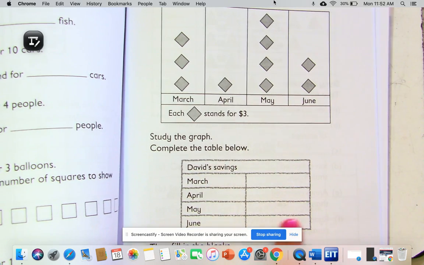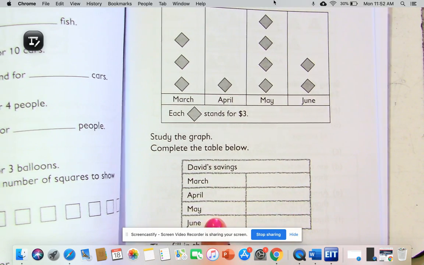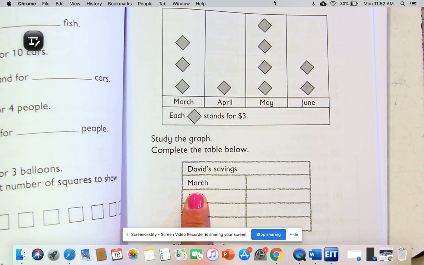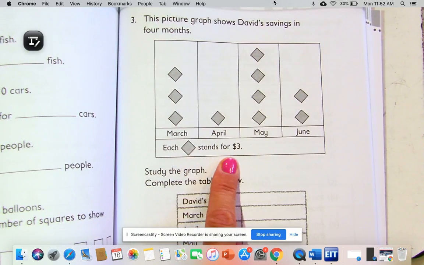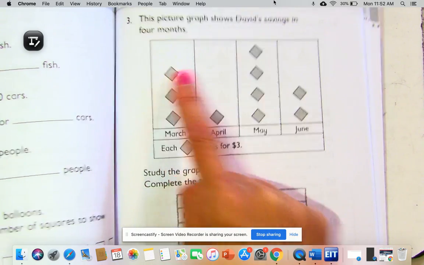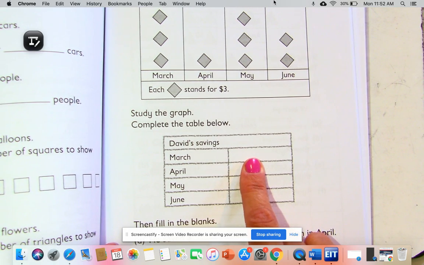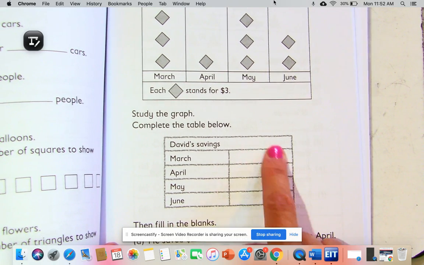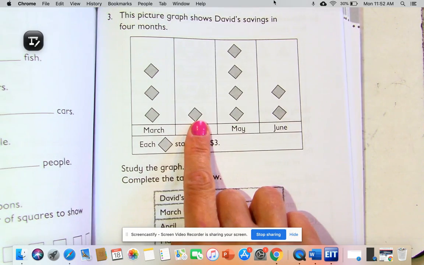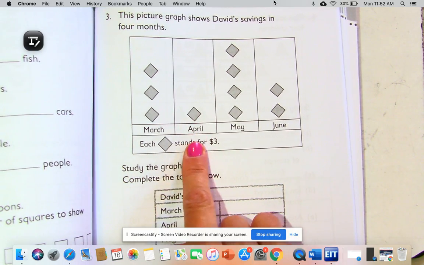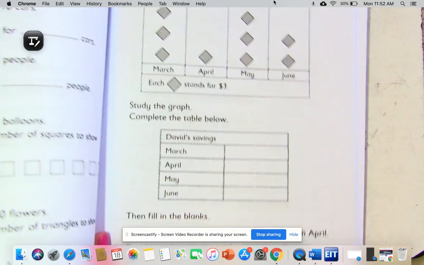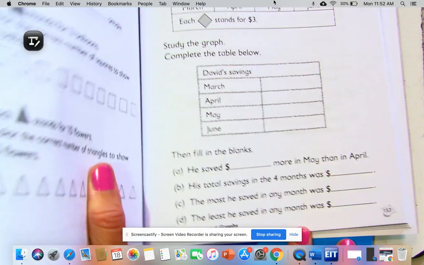So for a table, it usually just has words and numbers. So I think what we're supposed to do here is just write David's savings for March. We look up at the graph, if each one stands for $3, 3, 6, 9. So we would just write $9. And you can just write a dollar sign and the number 9. All right, for April, we can see that he saved $3 because there's only one diamond. So we're just going to fill in this table with the amount, and then we have some questions to answer.